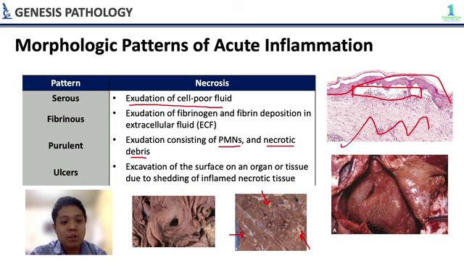So next, you have your ulcers, which is an excavation of the surface of an organ or tissue due to shedding of inflamed and necrotic tissue. So, for example, etong ulcer na to, nakikita natin sa stomach, like in peptic ulcer disease. So, ang ginagawa ng Helicobacter pylori, sinisira niya yung epithelium ng stomach. Kaya nag-leave siya ng hole. And this could perforate and cause bleeding when it ruptures a vessel.